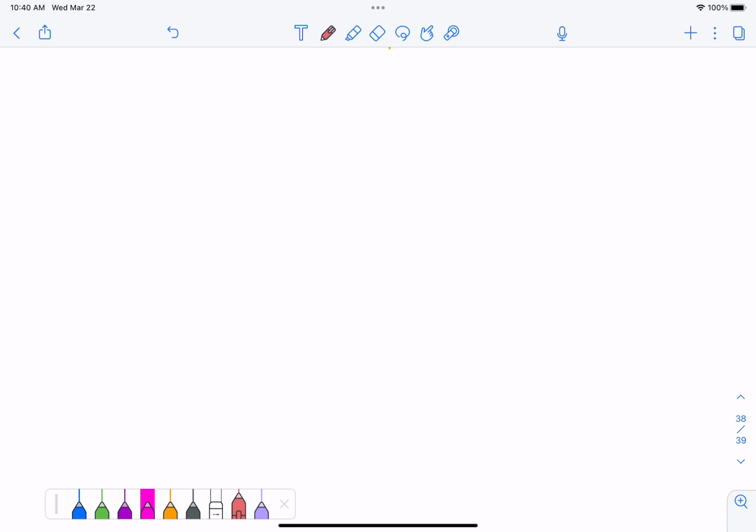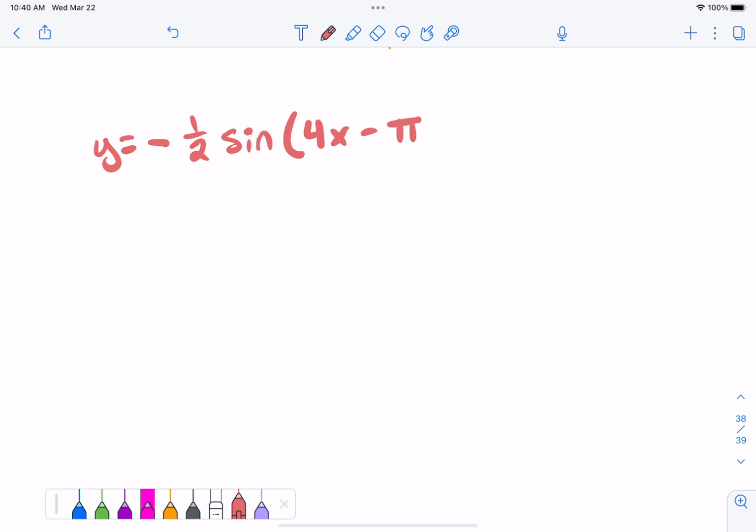Okay, here we go. So y equals, let's do a bunch. We'll do everything. Negative 1/2 sine of, let's say, 4x minus pi plus 7. That has all 5 things in it. And I want you to describe the graph. Do you know what I mean when I say describe the graph or list the transformations? Amplitude, period, phase shift, vertical shift, there you go.